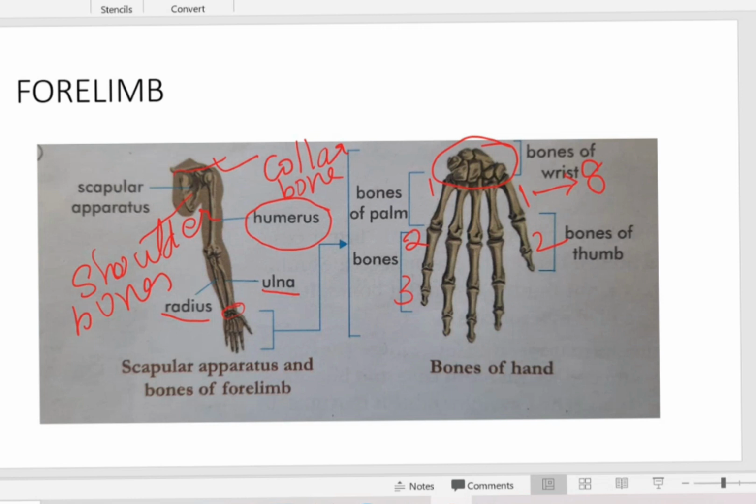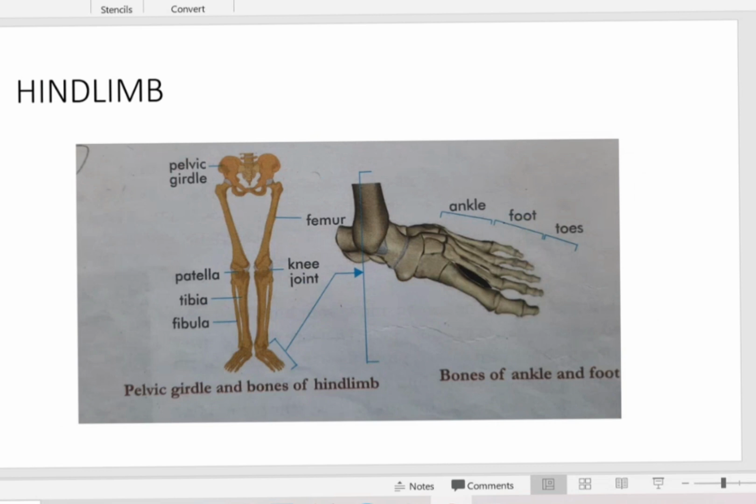What is the name for the bones of the wrist? It is called carpals. Carpals is the name of the bones of your wrist. So this is about your forelimb. Next we will move to the hind limb. Your pelvic girdle, that is your hip bone. It is called the pelvic girdle. That is helping you to sit.